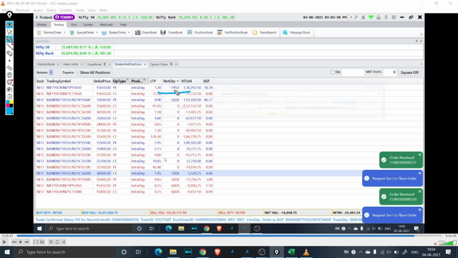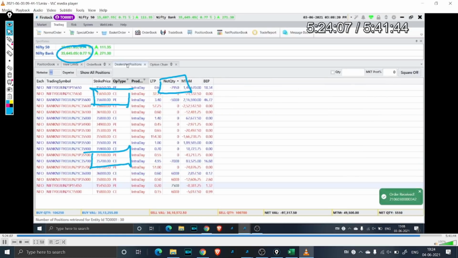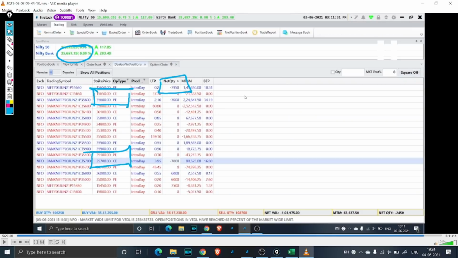So here we had Nifty, so I shorted this Nifty. I decide to start shorting 35,600 puts as well as 35,700 calls. So I decided to start shorting both, and I was pretty positive that we will be able to end in green today, because I didn't see BankNifty going above 35,700, and we end up shorting 7,000 quantity of both.